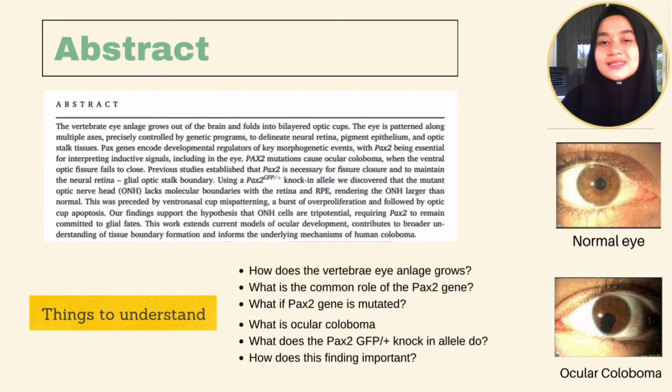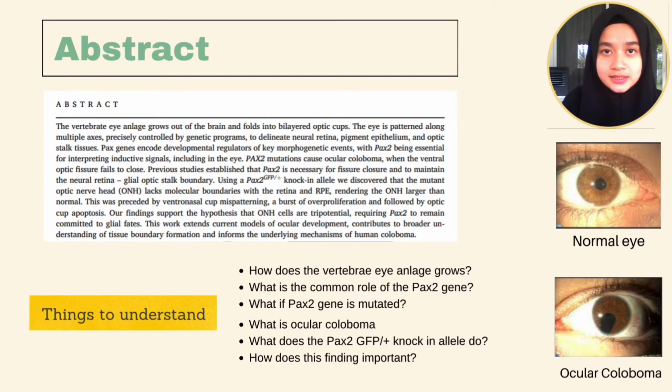And secondly, we have to understand the common role of the PAX2 gene. The PAX2 genes encode developmental regulators of key morphogenetic events, with PAX2 being essential for interpreting inductive signals, including in the eye. And then we have to know, what if the PAX2 gene is mutated? PAX2 mutation can cause ocular coloboma. So what is ocular coloboma? It is a situation where the optic fissure in the eye fails to close. Whenever a person has this kind of disease during embryonic eye development, the person will have a problem viewing a certain field of the eye.